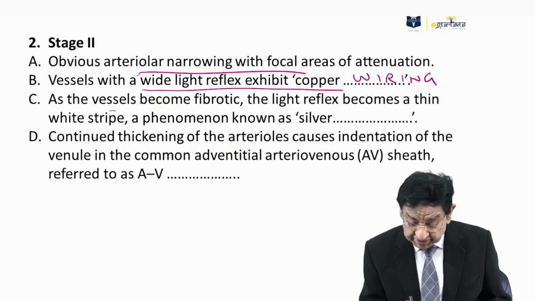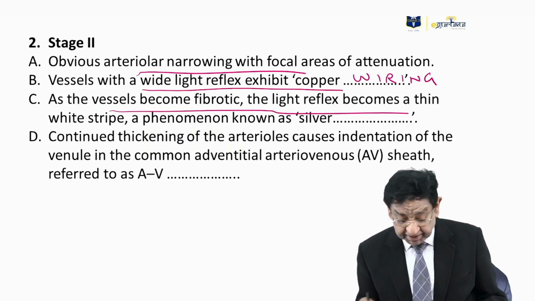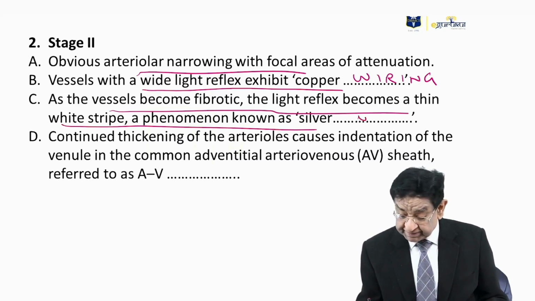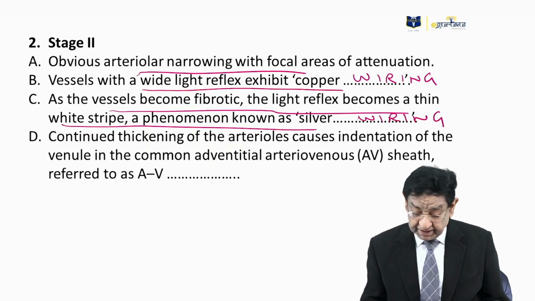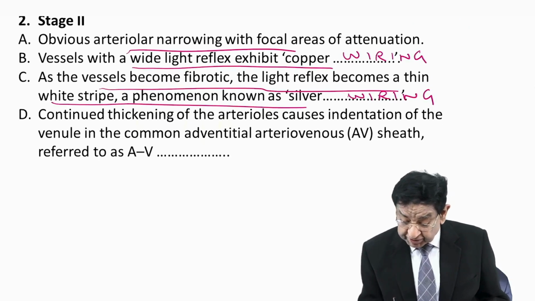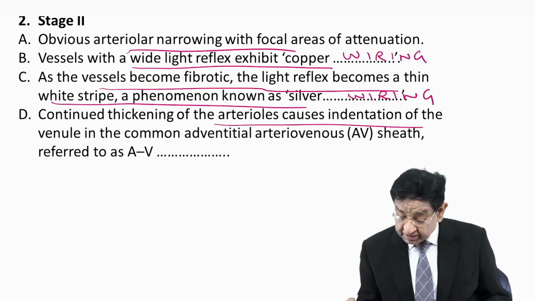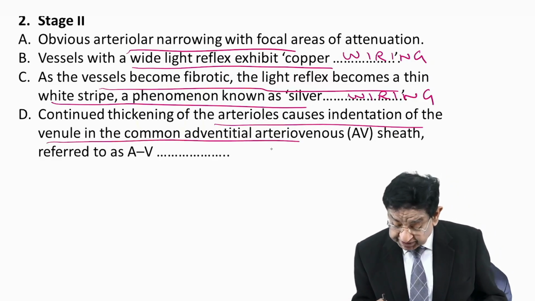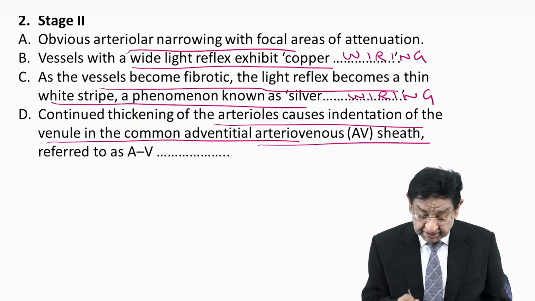And later on the vessel becomes fibrotic, the light reflex becomes a thin white strip, what you call silver wiring. And later on, continued thickening of the arteriole causes indentation of the venule in the common adventitial AV sheath, what we know as AV nipping.